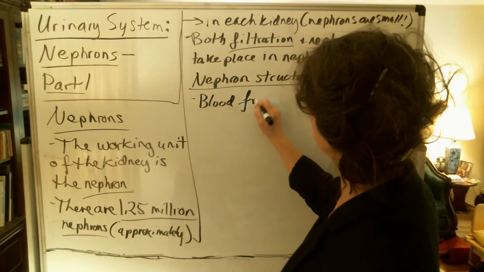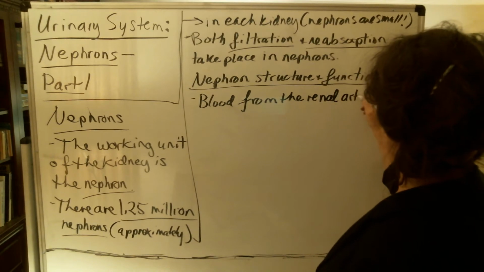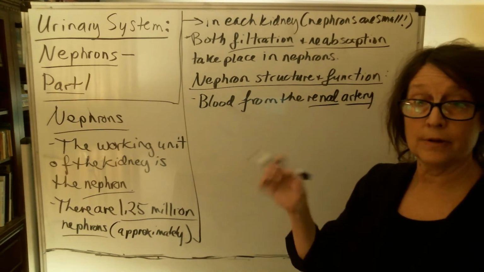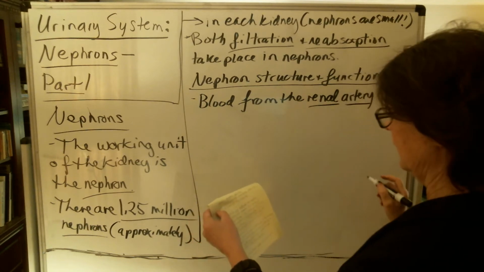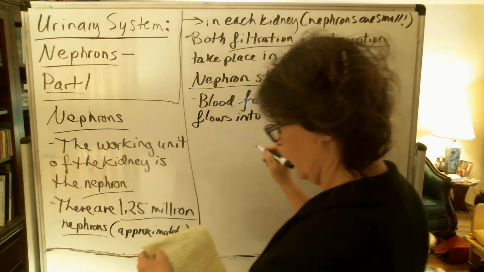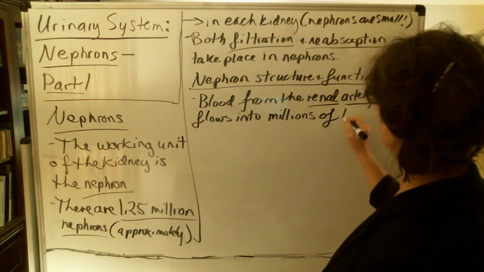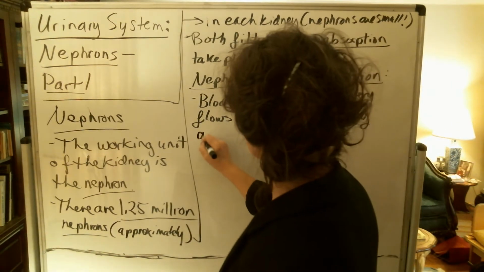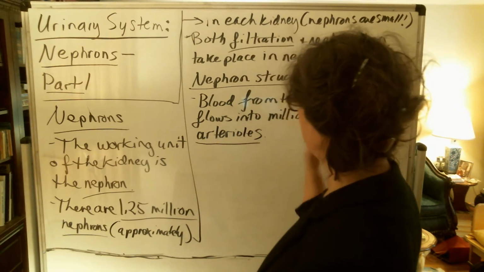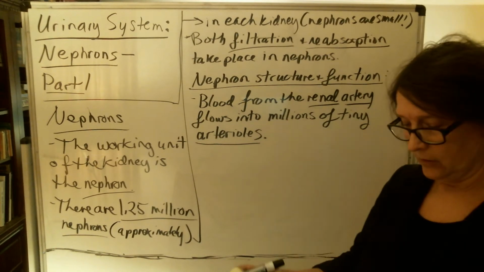Blood from the renal artery. You remember the renal artery? That's the big artery that flows to the kidney. So blood from the renal artery then flows into millions of tiny arterioles, as happens to blood in arteries all over the body. Eventually you get down to the blood being in arterioles.